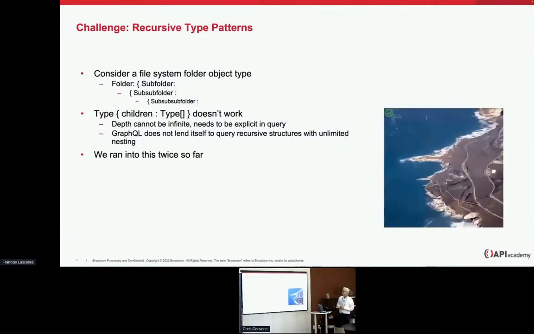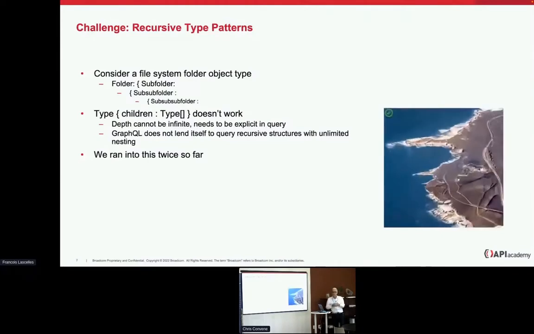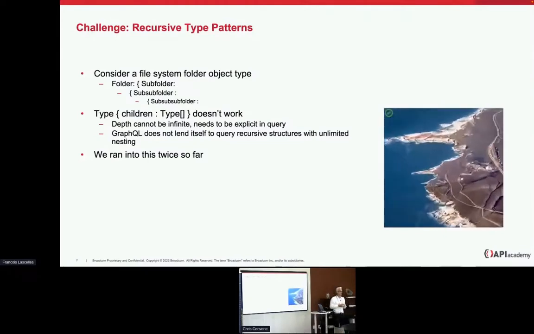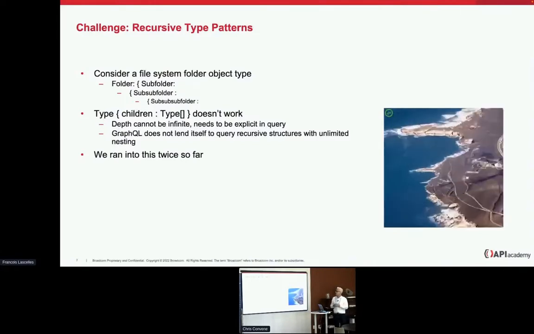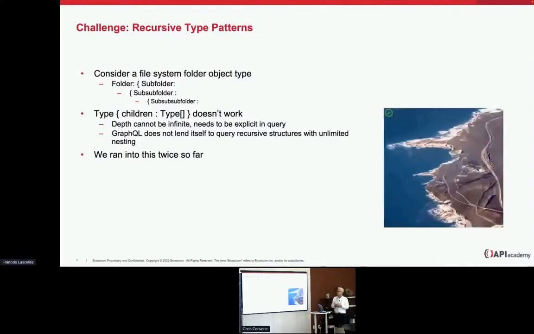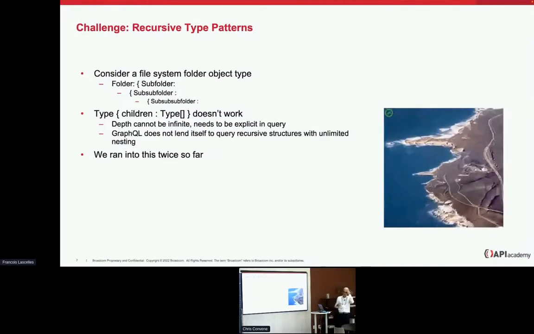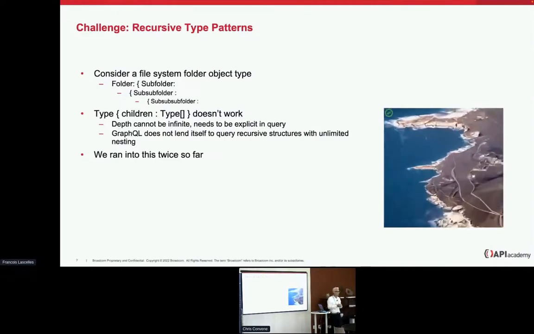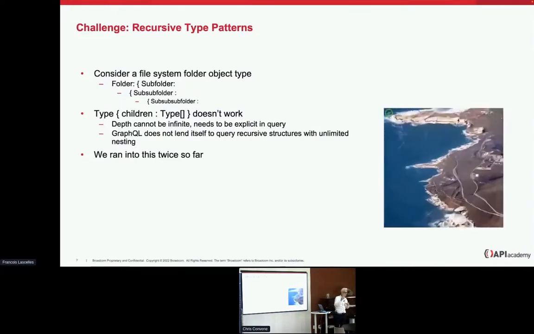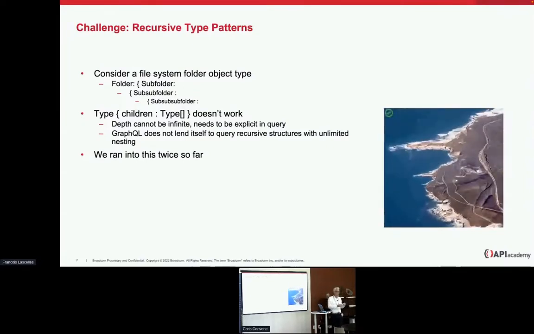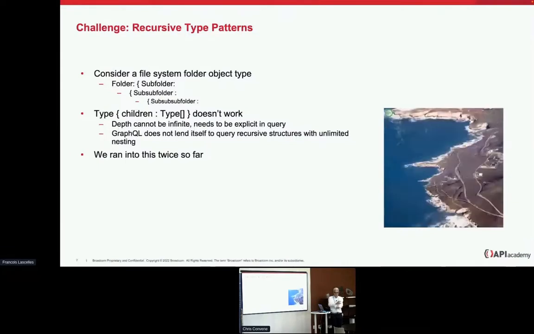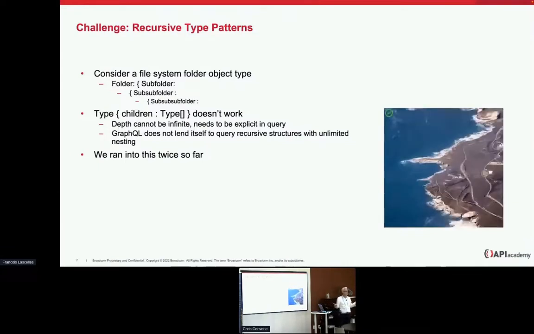One of the things about GraphQL that we ran into a couple of times, a challenge that we needed to overcome, was the concept of recursive types. Consider a folder system. In our Layer 7 gateway, you organize policies and services in a folder structure, and the customer decides what those are. But a folder has subfolders, so you could technically have infinite nesting.